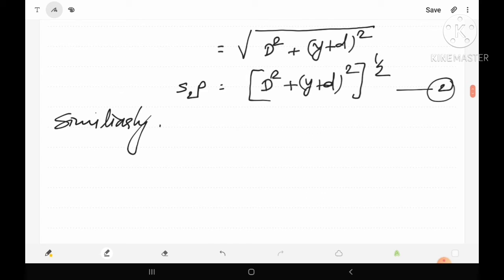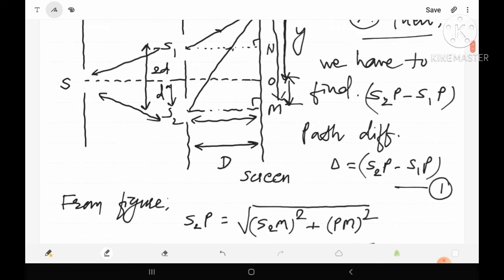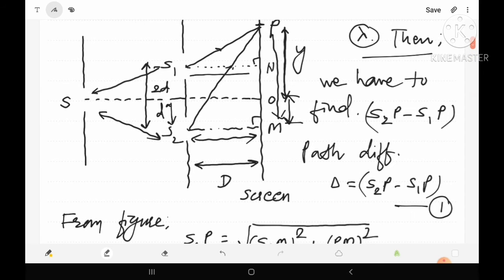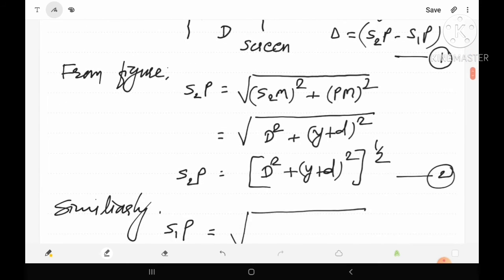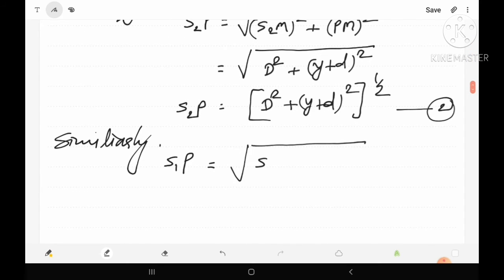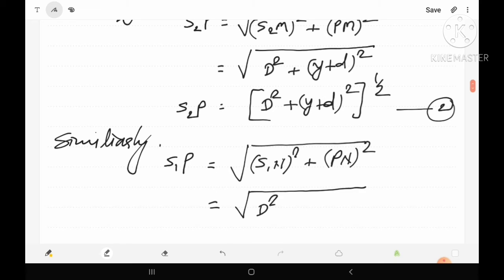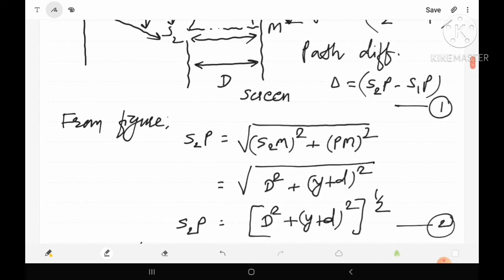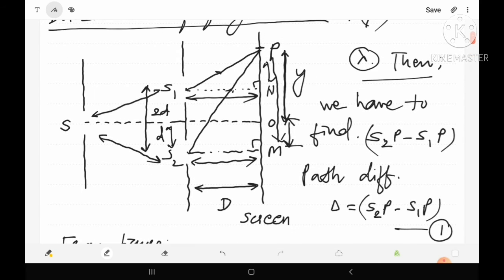Similarly, S1P is equal to, from the figure, the square root of S1N whole square plus PN whole square. So we can write S1N whole square plus PN whole square. S1N means capital D square, plus PN square means this separation.